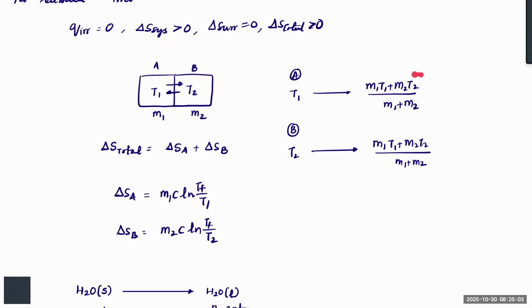What is T final? T final is always going to be the weighted average. The weighted average will be equal to (M1 T1 plus M2 T2) by (M1 plus M2). Correct? A is changing from T1 to this temperature, B is changing from T2 to this temperature. So you have to put these as the final temperatures while solving.